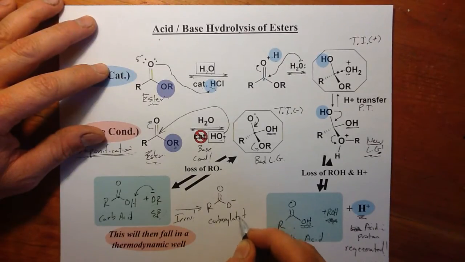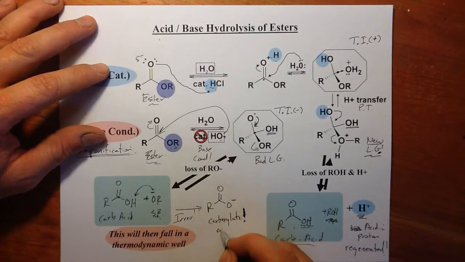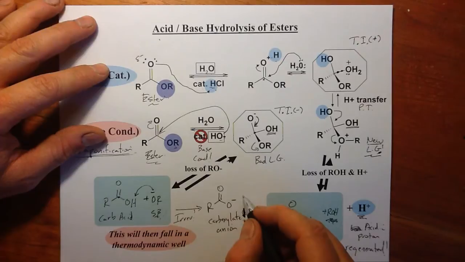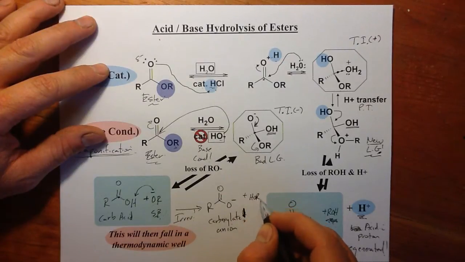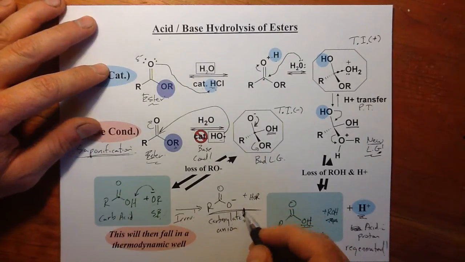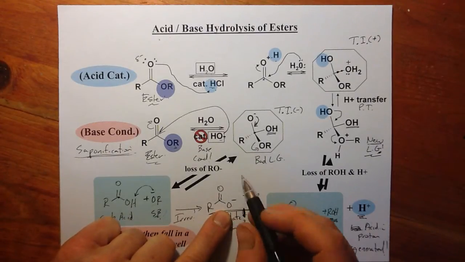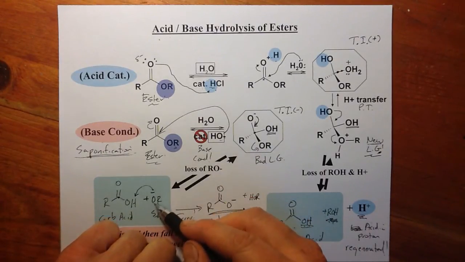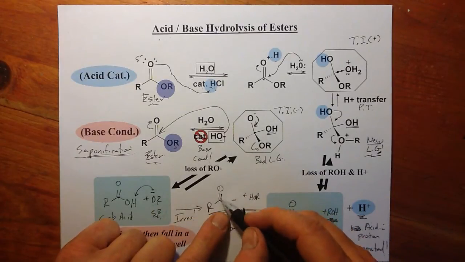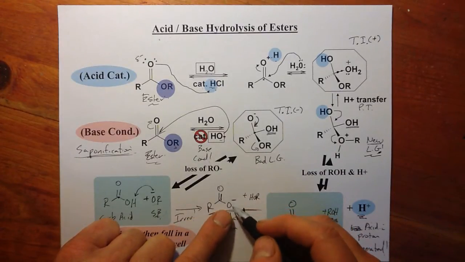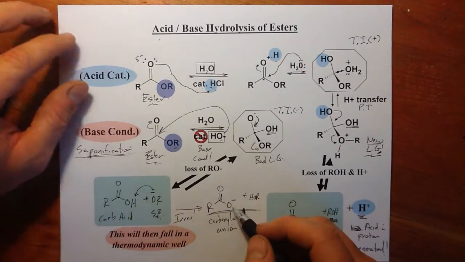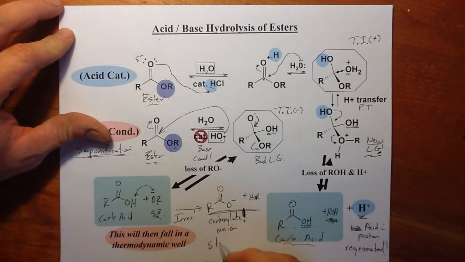A carboxylate anion, plus the alcohol. Carboxylate anions are very stable. You might say, well, I had a negative on an O here and I have a negative on an O here. Well, the difference is we have resonance delocalization. It's really two oxygens that share that negative charge. So we have a very stable anion.